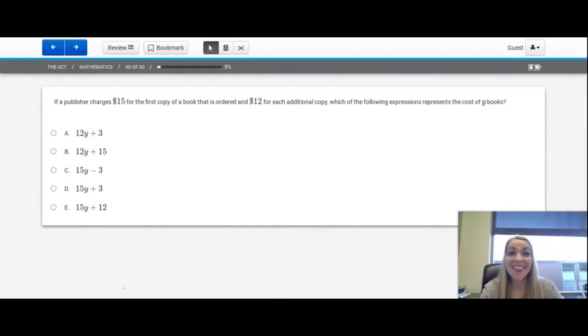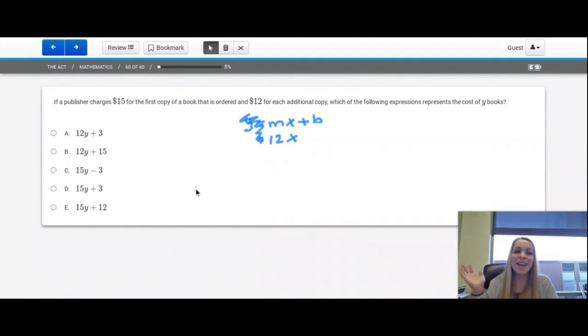Question number 60, the last question. If a publisher charges $15 for the first copy of a book that is ordered and $12 for each additional copy, which of the following expressions represents the cost of Y books? Now, don't be fooled here. It's very easy to think of your prior knowledge with y equals mx plus b and say that, well, it's $12 for each additional copy, and we don't necessarily need this y equals stuff because it's an expression, okay?